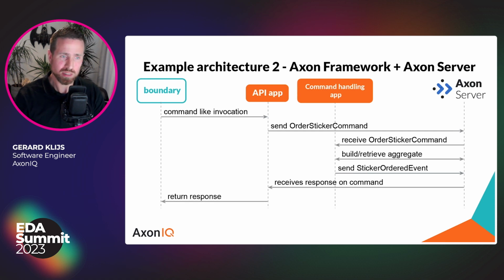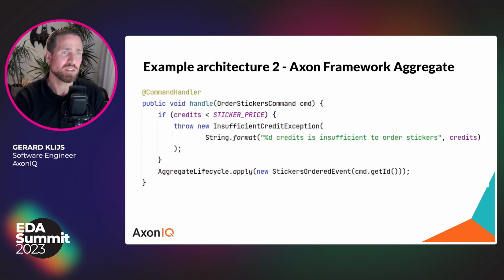And then it would update, create the event, and return that the command is handled properly. And then other applications that are subscribed can get the stickers ordered event. So with Axon, this is the command handler. So this is part of the aggregate that will handle the command, and that will first try to get all the events, build up a certain state, and then it can check if the credits are lower than the sticker price, then it's insufficient, and otherwise it can apply that new event.